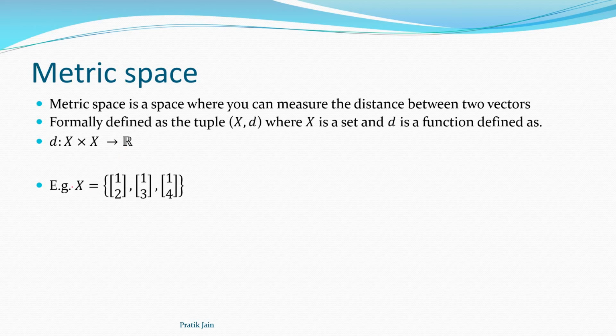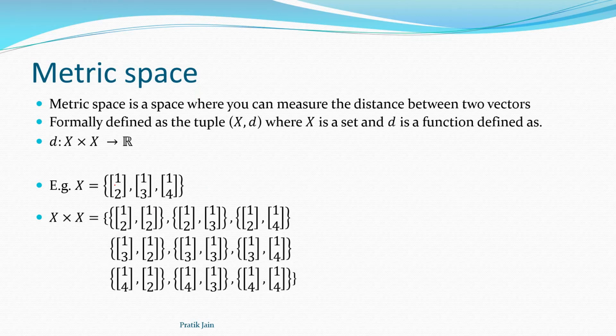So let's take an example. Say my set x has these three elements. So x is a set which has three elements. x cross x is basically ordered pairs of the set x. So we can take any two pairs, so 1 comma 2 and 1 comma 3. 1 comma 2 is itself a pair, right? And then 1 comma 2, 1 comma 3, and like this we have made pairs out of the set x, right?